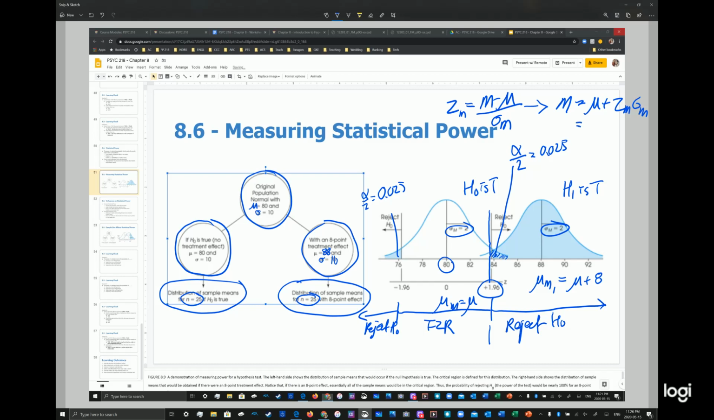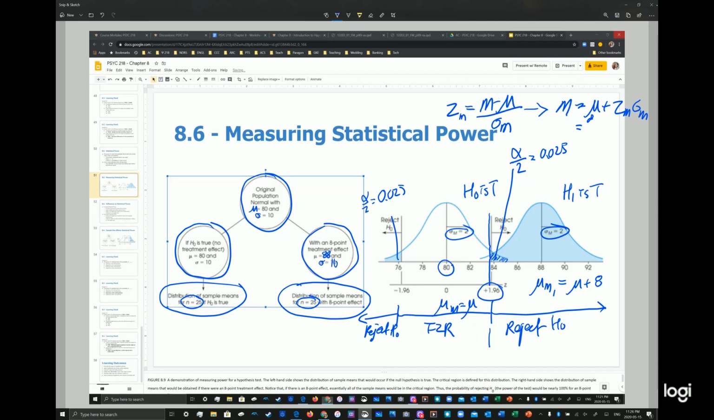So here we can say, okay, we know the population mean is 80. It's 1.96 times the standard error, which is 2. Well, it's 80 plus 3.92. So therefore, the critical value of this mean is 83.92. So that's this point right here.